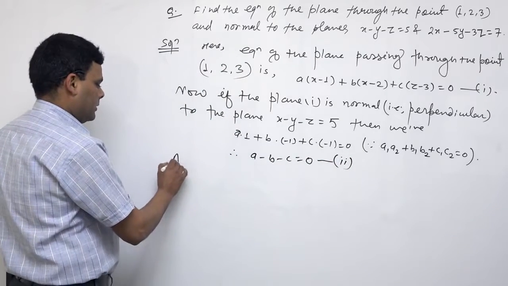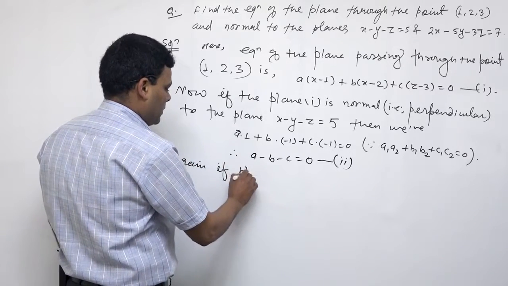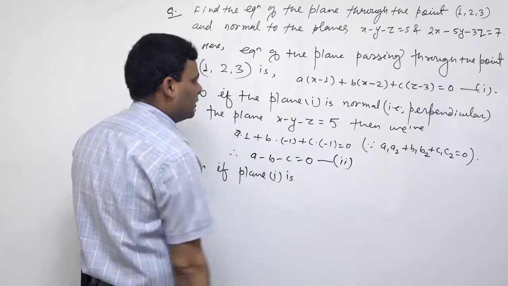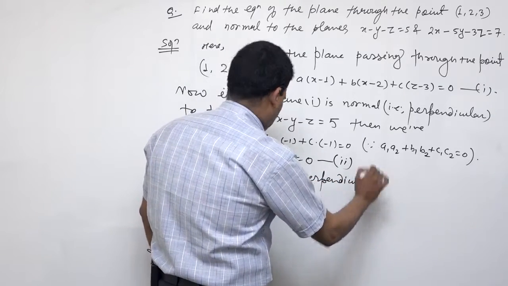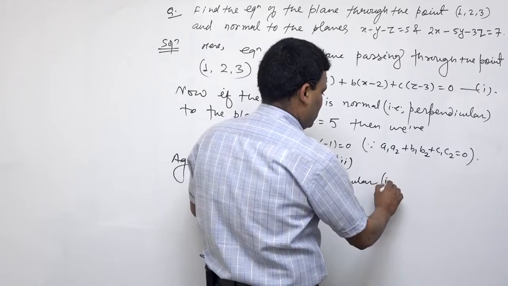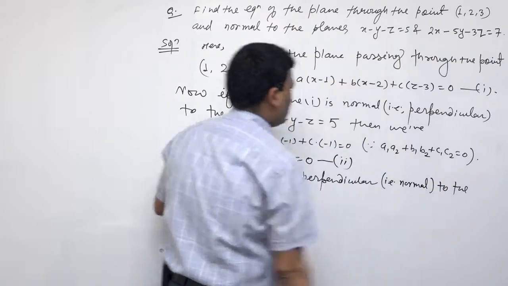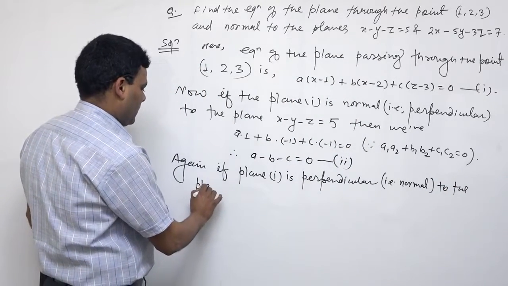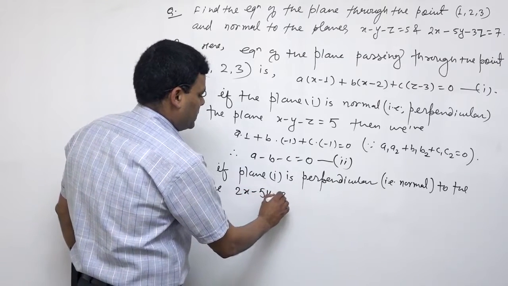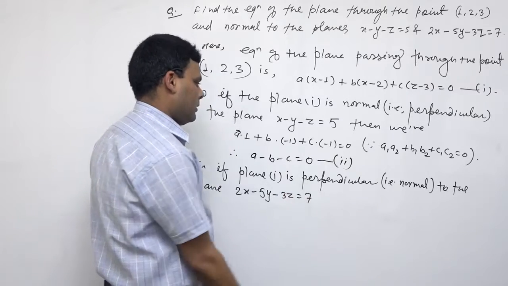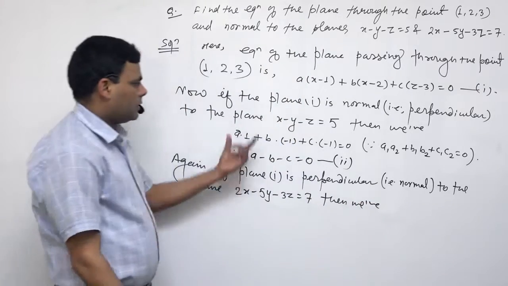Again, if plane 1 is perpendicular, that is normal, to the plane 2x minus 5y minus 3z equals 7, then we have, again let us use the previous result.